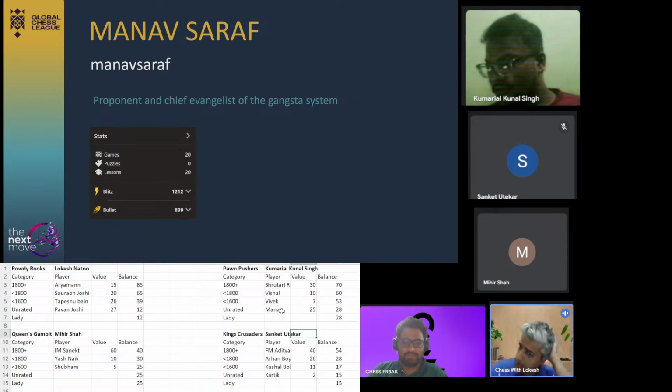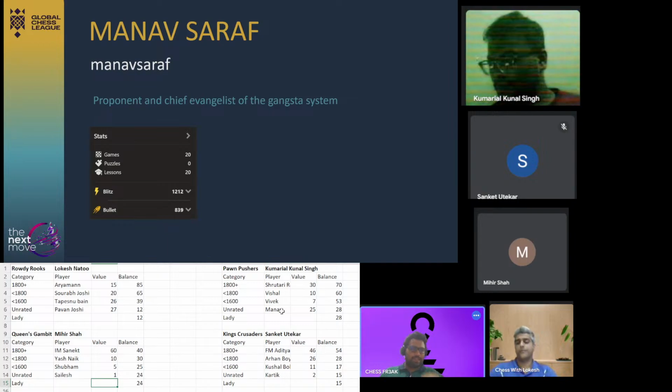And who is Selish, pawn pusher? Sorry, pawn pusher means Kunal, right? Kunal, right. And now Selish Pabari goes to Mihir's team, that is the Queen's Gambit, at the base value of 1 point. Now coming to the final segment, which is the lady players segment.